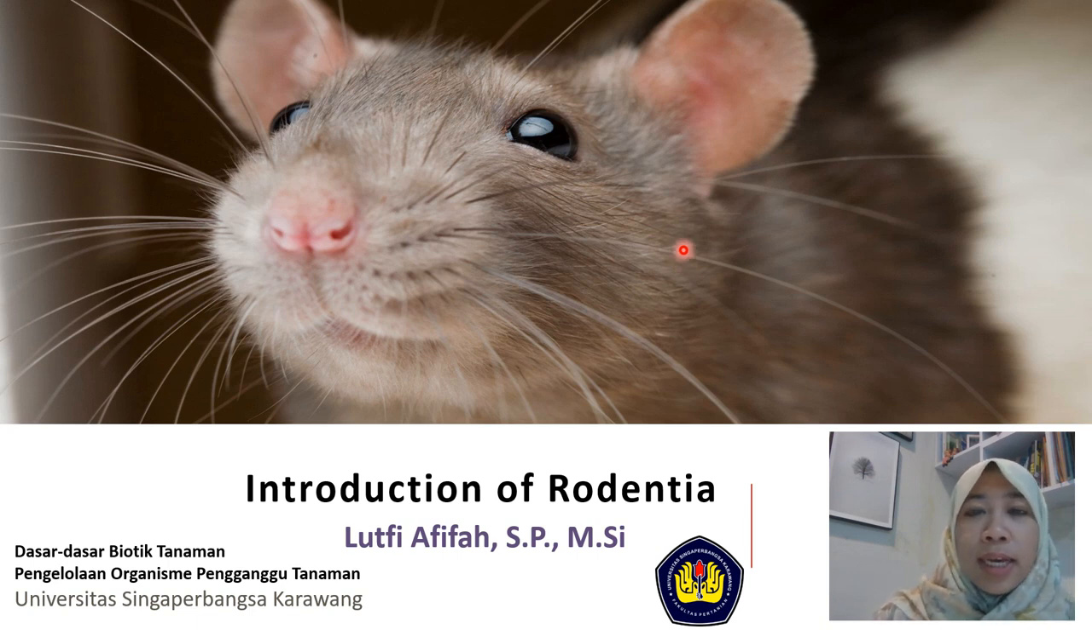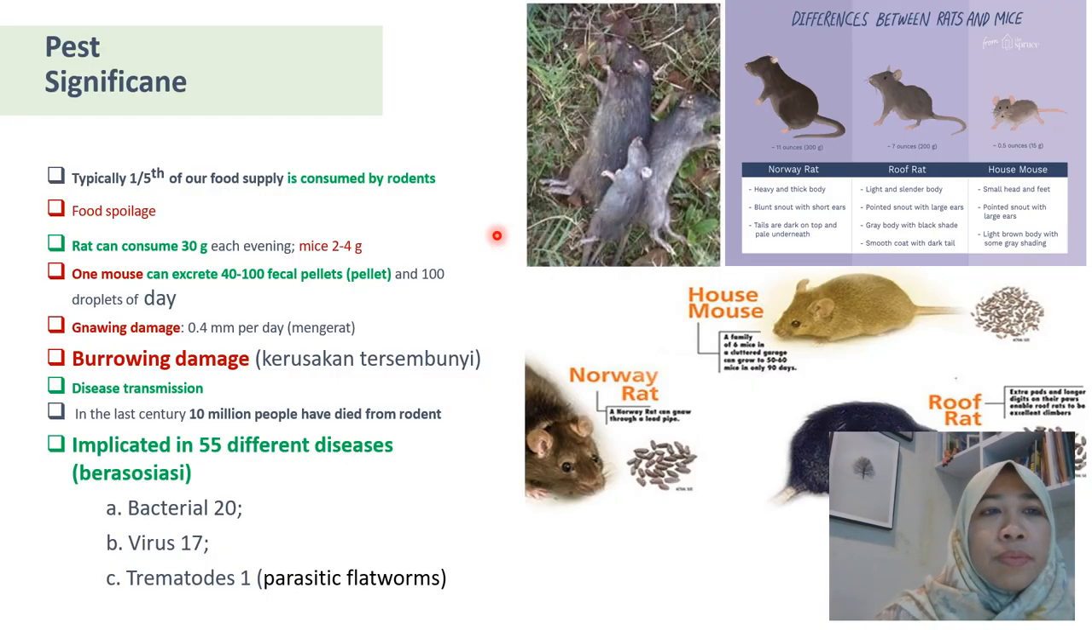Okay, let's move to the next slide. Do you see this cute rat? This is a cute rat, but it has a potential to damage our agriculture. The species is Rattus argentiventer. This is a field rat. In Indonesia, we call it tikus sawah.